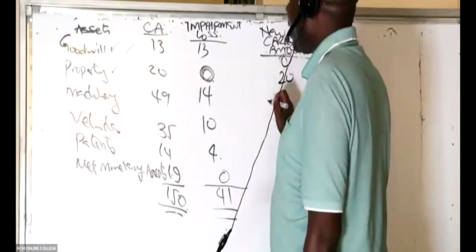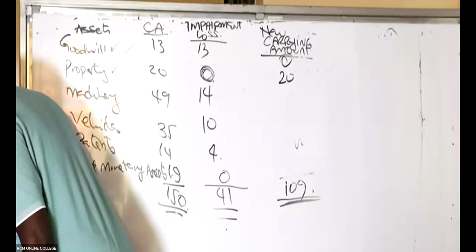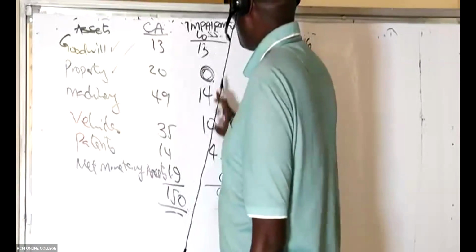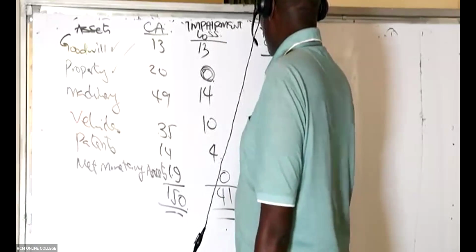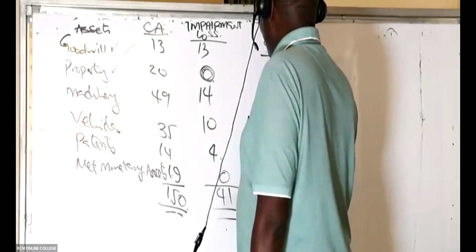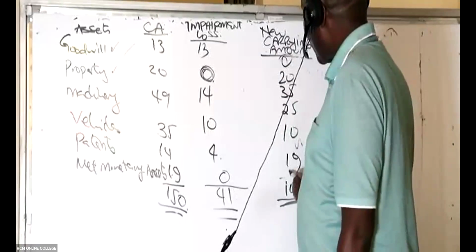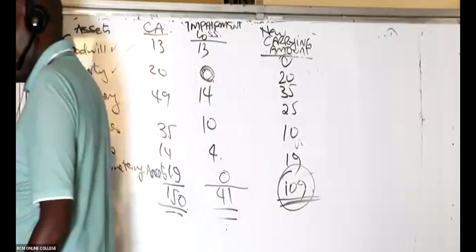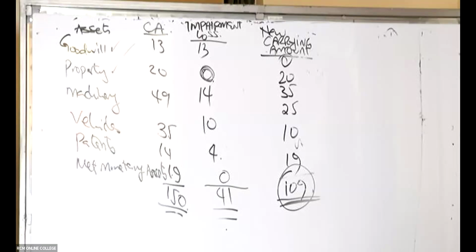49 minus 14, we are subtracting. 49, 35. 35 minus the loss, of course, you subtract. 35 minus 10 gives me 25. 14 minus 4 gives me 10. 19 minus 0 gives me 19. And then when you add all this, they must add up to this 109. That's how you confirm. Thank you so much. Perfect, yes.